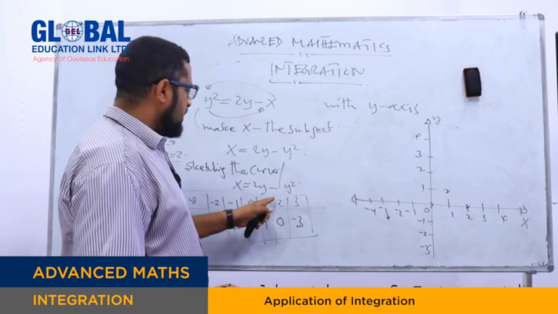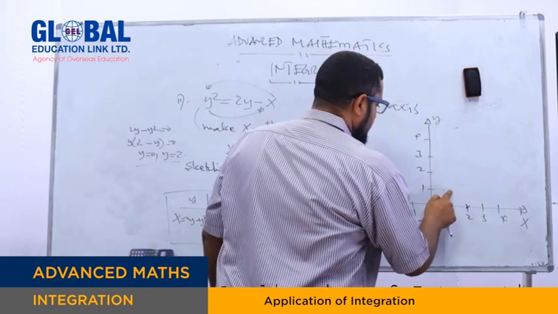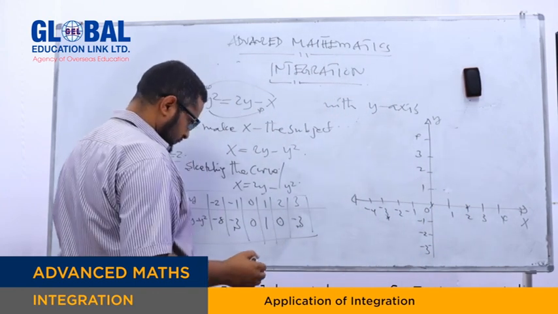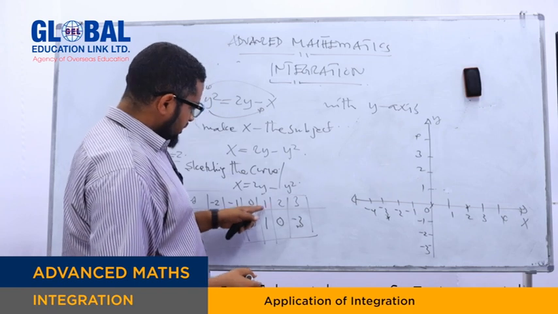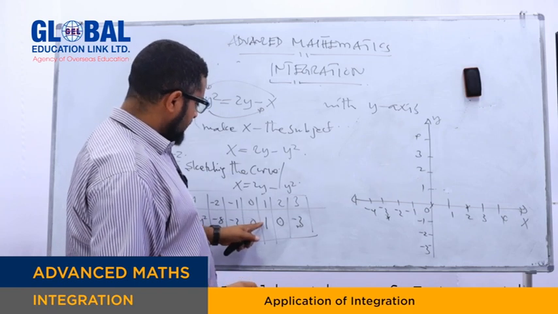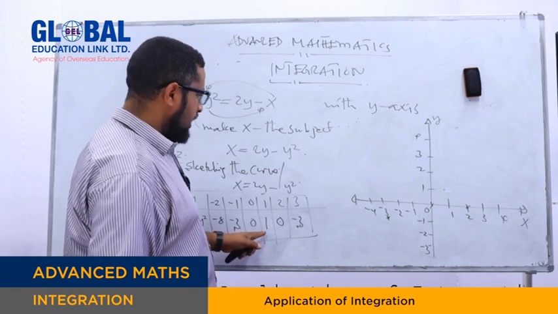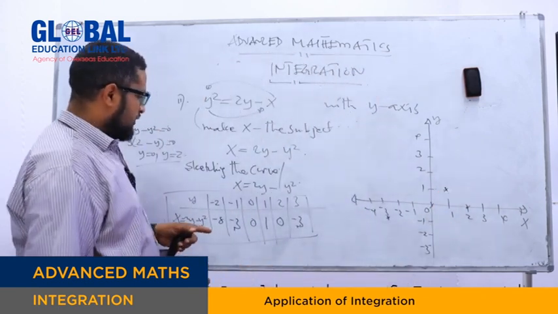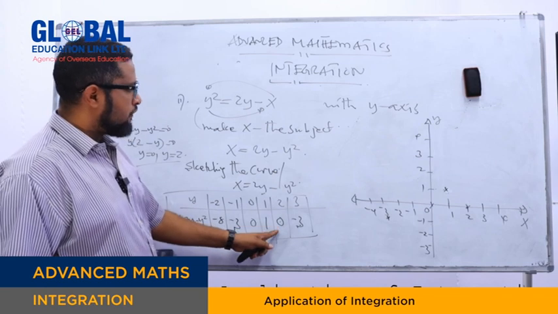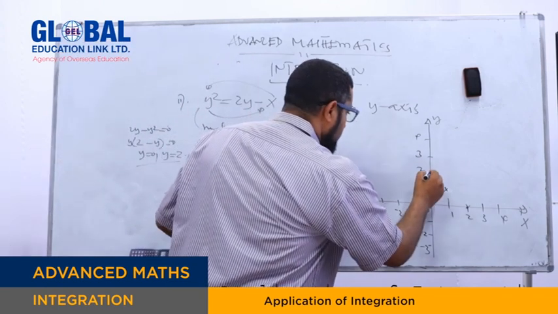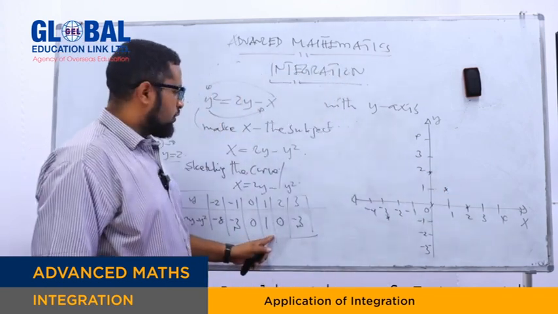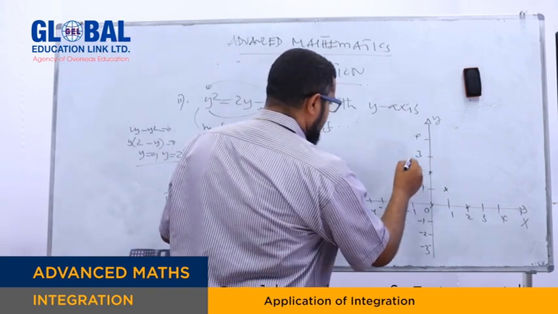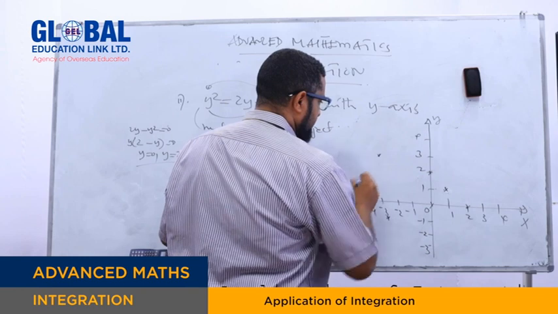When y is equal to 1, the value of x is equal to 1, that one. And when y is equal to 2, the value of x is 0, we have that one. And when y is equal to 3, we have negative 3.